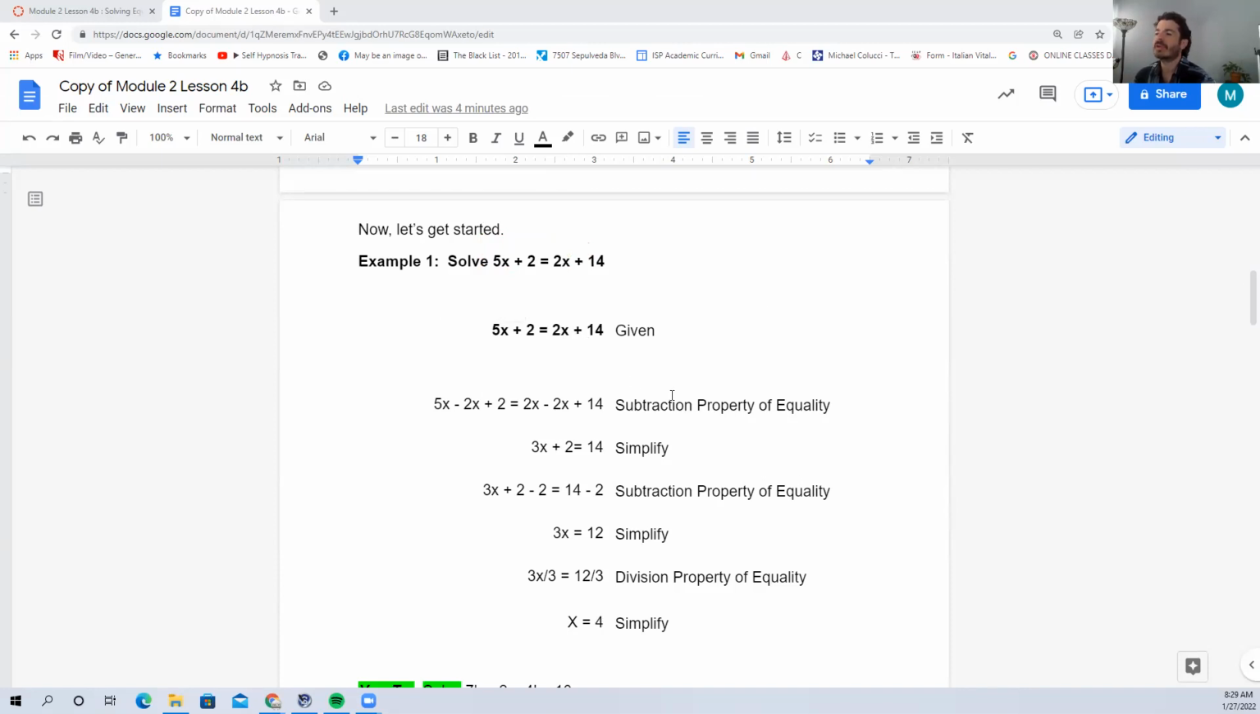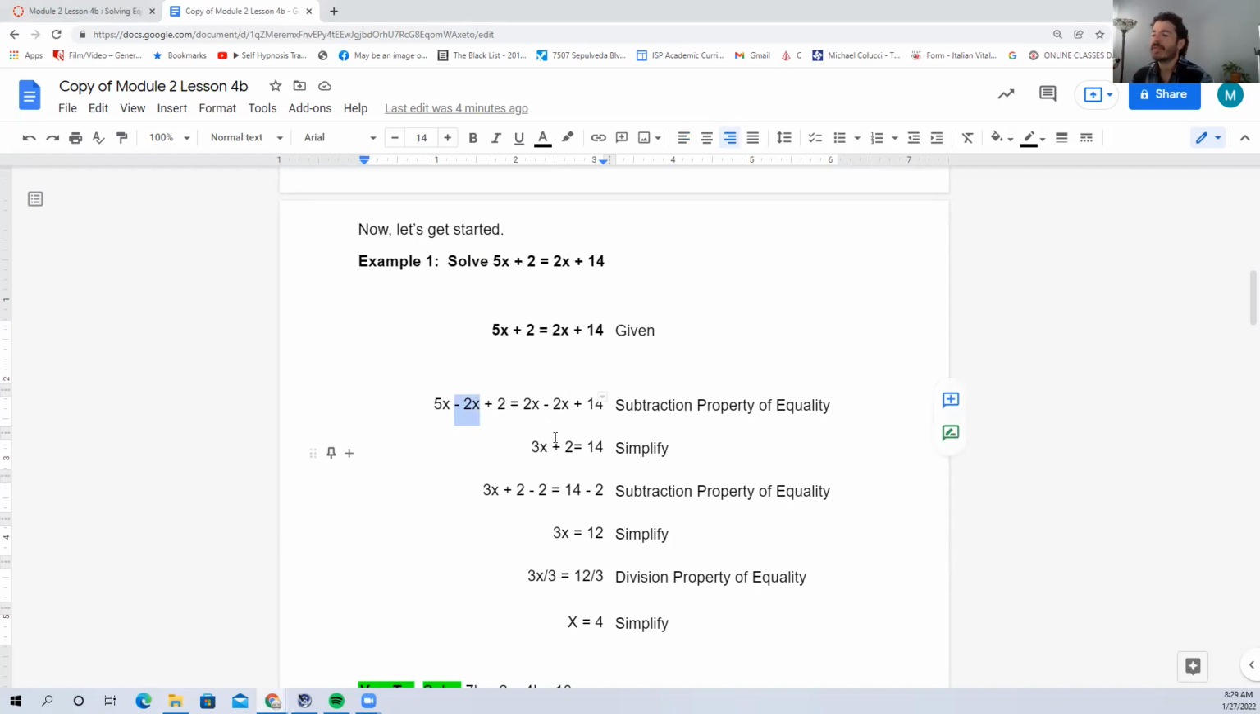So how are they going to solve it? Well, they're going to use the subtraction property of equality, and they're going to subtract 2x from the right side of the equation. And they're going to do the same thing to the left side, because that's what the subtraction property of equality tells us. As do most of these equality properties, whatever you do to one side, you have to do to the other side. And by doing that, it'll maintain the equality. It'll keep the equation equal.